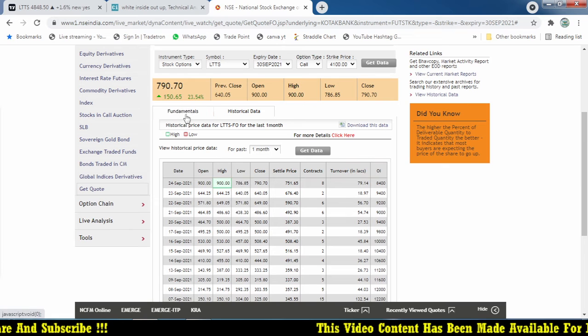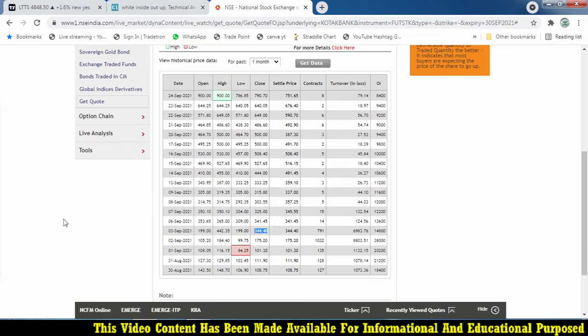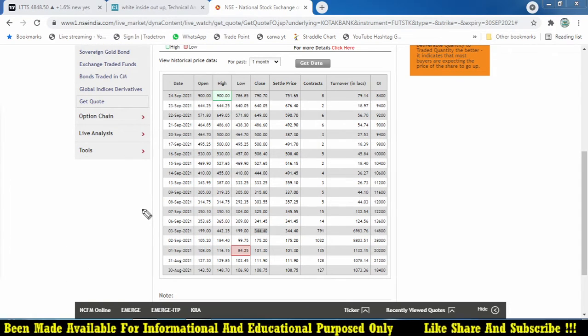Now it is again 900 and today is 700. This is also 200 lot. So we will easily calculate it. 344, almost 70,000 investment we required for the trade.